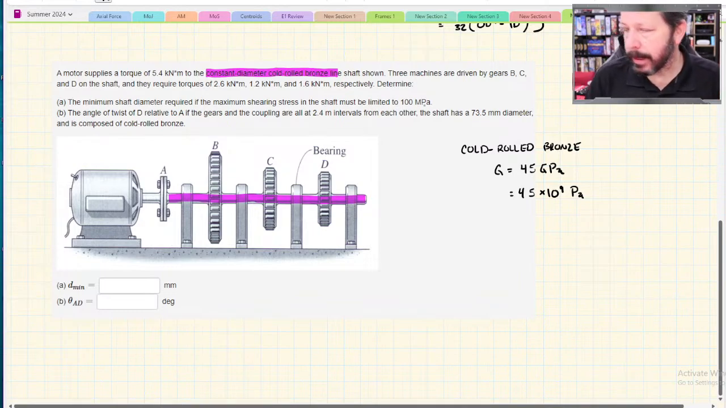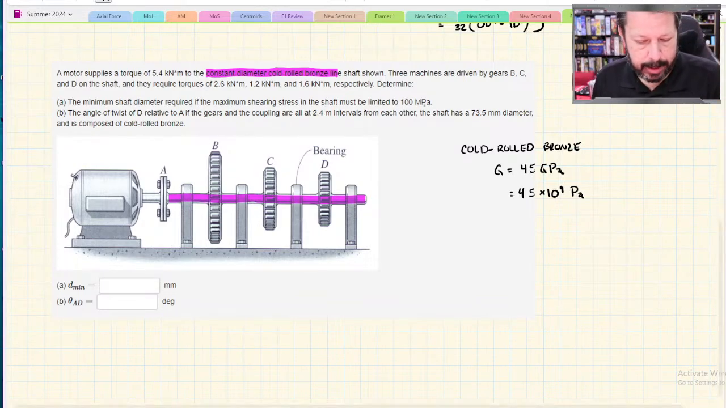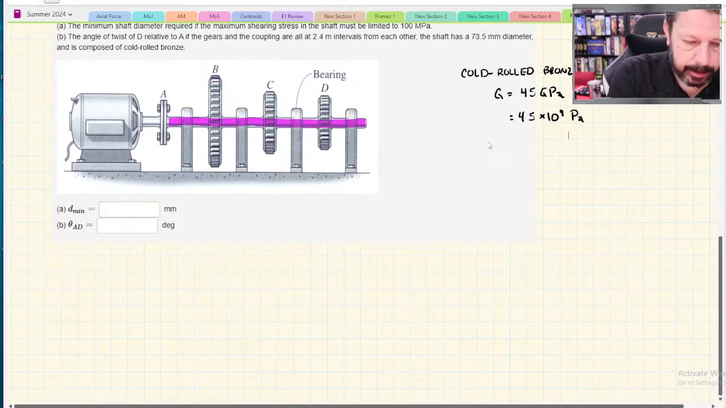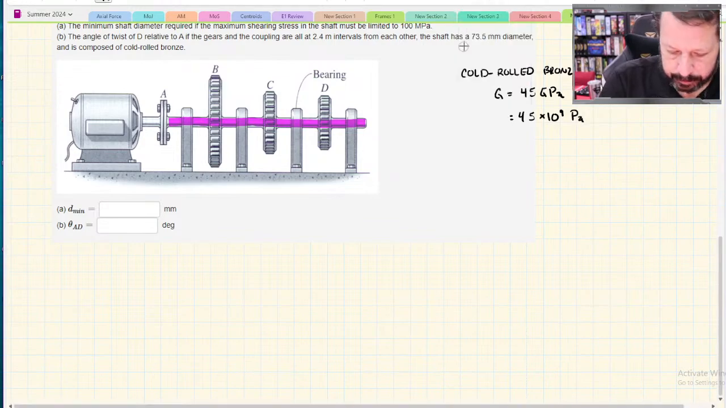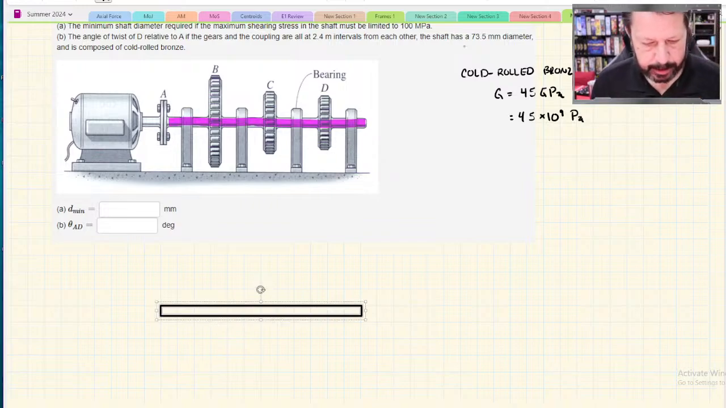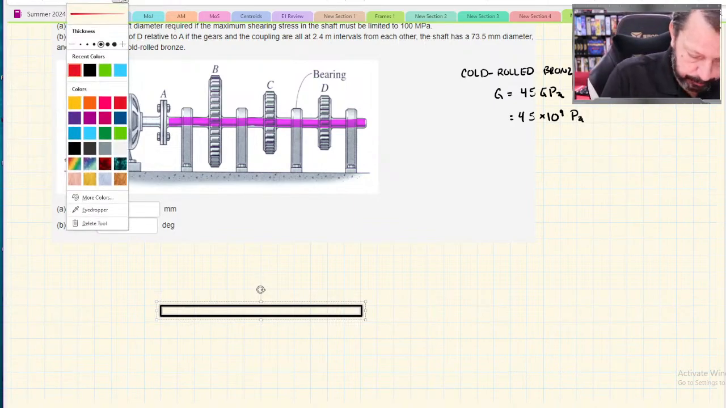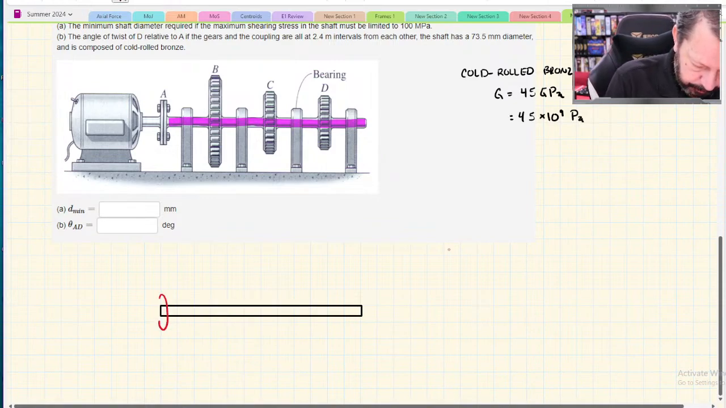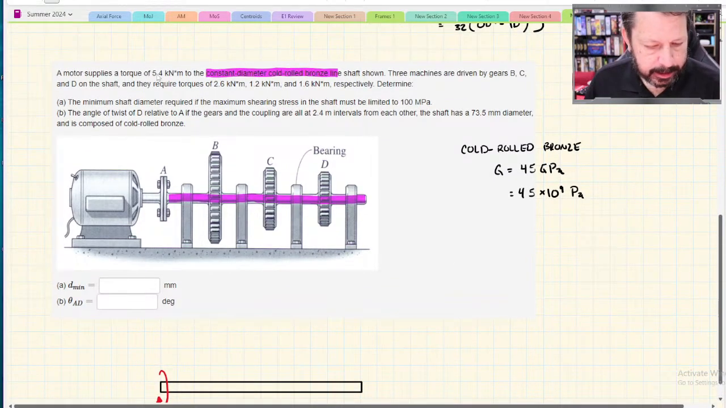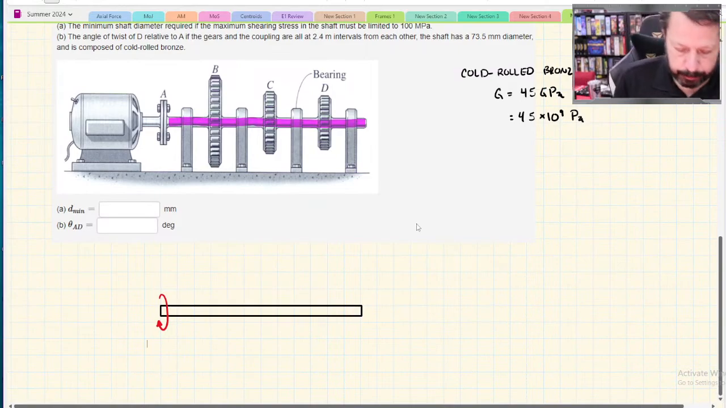All right, let's do part A. So part A is like last time's content. Why don't we draw a little free body diagram of the shaft and work from there. So something like that. And into the input, again, we don't know if it's going clockwise or counterclockwise out of the motor, so let's just pick one direction and we'll work with that. So let's say that that's our input direction, and it says 5.4 kilonewton meters is how much is input.